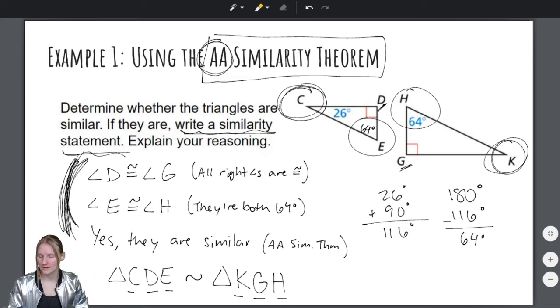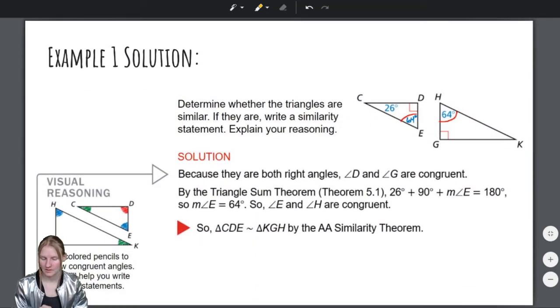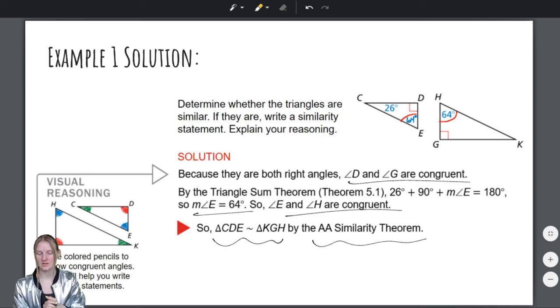Let's check our answer. Determine if the triangles are similar. Because they are both right angles, D and G are congruent. By the triangle sum theorem, the measure of angle E is 64, so E and H are congruent. So the triangles are similar by the AA similarity theorem. That's exactly what we said.